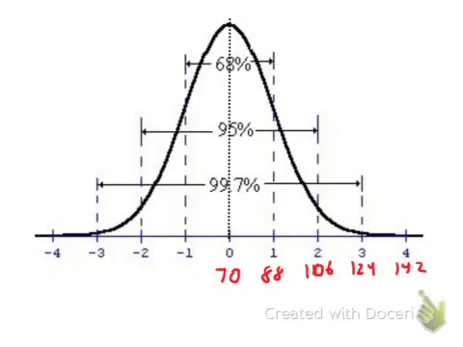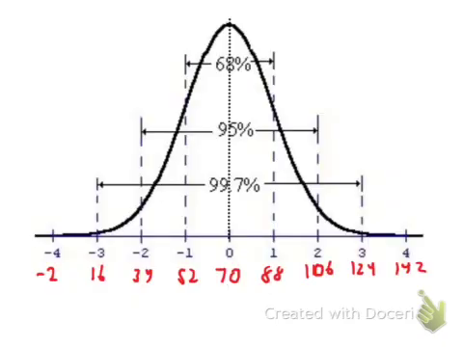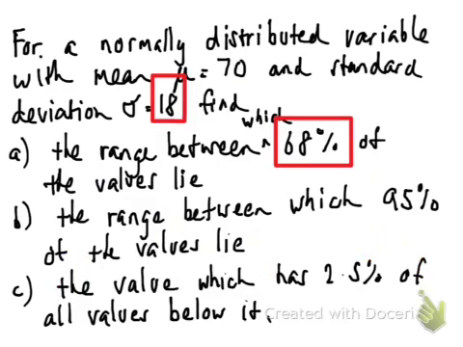Taking away 18s, we get 52, 34, and 16. Okay, and we could go to -2 there if we wanted to. So we've got our range of values there. The first question says the range between which 68% of the values lie. So we know 68% is that middle section here, and the answer will be between 52 and 88. That's the 68% there. So 52 to 88 is our answer.